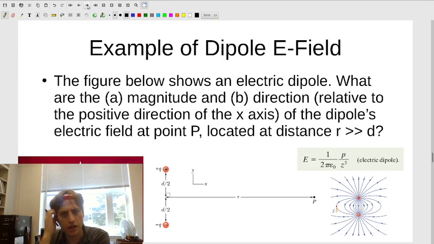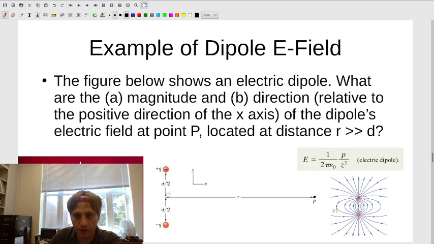So just to give you an example of that, it says the figure below shows an electric dipole. What are the magnitude and direction, relative to the positive direction of the x-axis, of the dipole's electric field at point P, located at distance r, with r much bigger than d? Okay, so you actually know how to do this problem because you could just do this in a straightforward way.